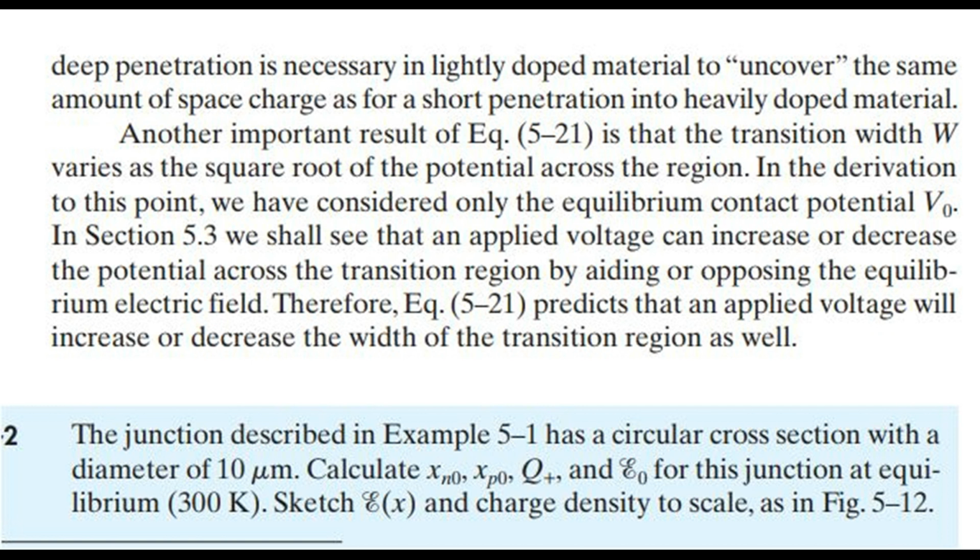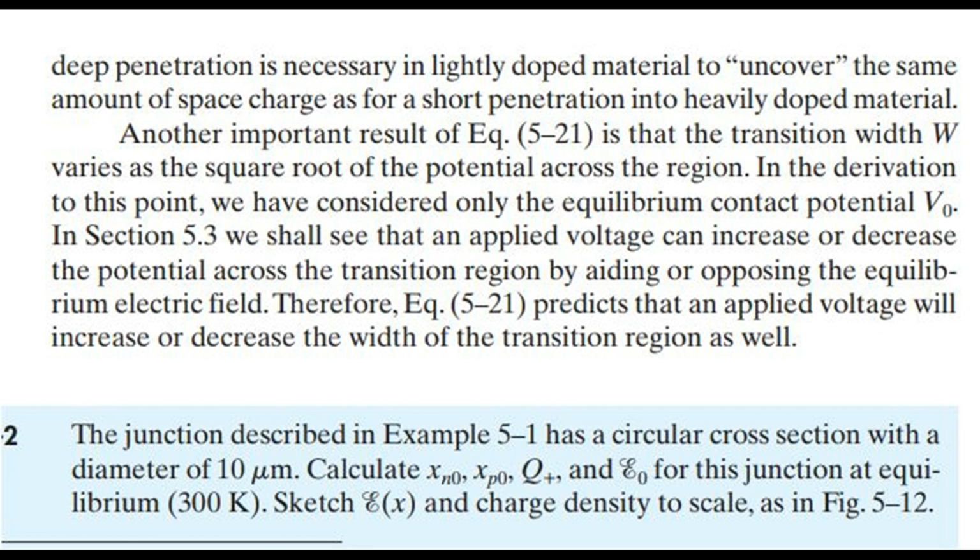Another important result of Eq. 5.21 is that the transition width W varies as the square root of the potential across the region. In the derivation to this point, we have considered only the equilibrium contact potential V0. In section 5.3 we shall see that an applied voltage can increase or decrease the potential across the transition region by aiding or opposing the equilibrium electric field. Therefore, Eq. 5.21 predicts that an applied voltage will increase or decrease the width of the transition region as well.